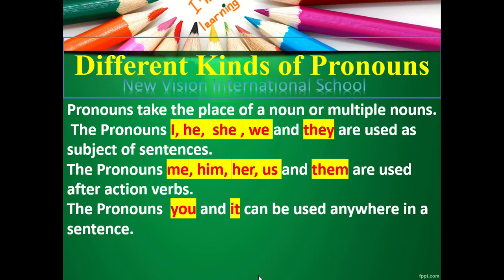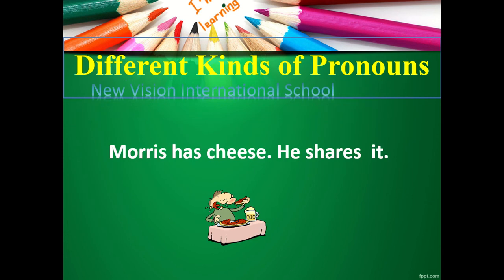Now let us try to use the different kinds of pronouns. So I have here a sentence. Maurice has cheese. He shares it. Now where is the pronoun here? Very good. The pronoun is he. We use that as our pronoun and as the subject of a sentence. It replaced the name of Maurice.